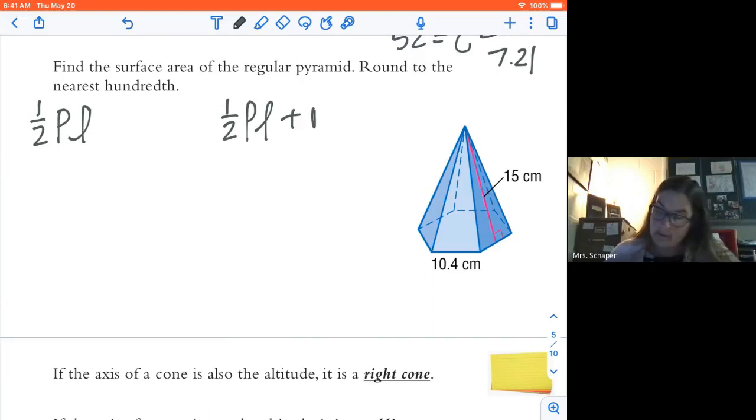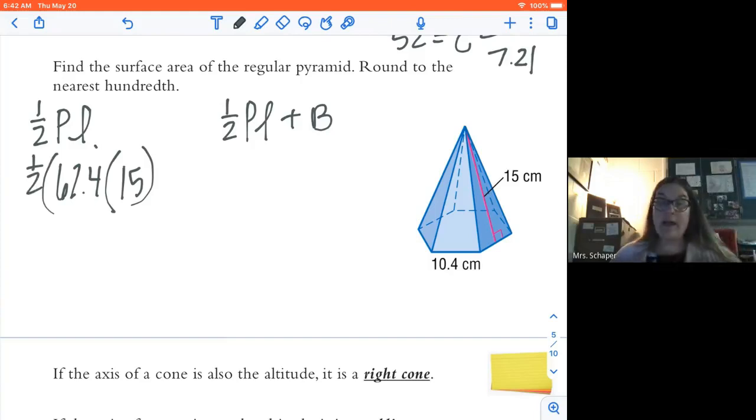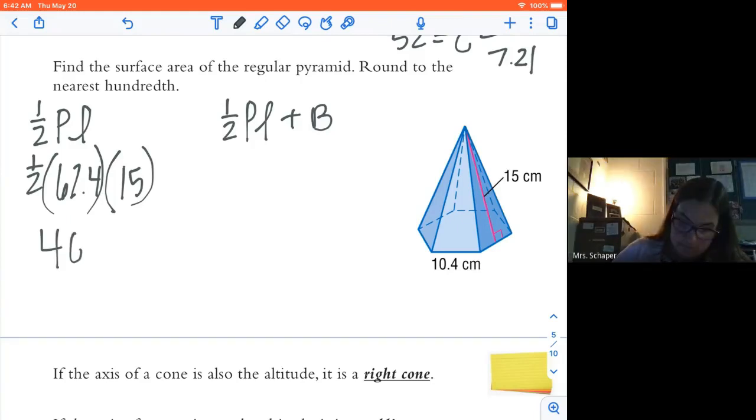It looks like I've got a 1, 2, 3, 4, 5 hexagon. If each side length is 10.4, we're going to multiply that by 6, so my perimeter is 62.4. The slant height is 15. So we're going to take that and multiply it out, times 15 divided by 2. So we have a lateral surface area of 468 centimeters squared.